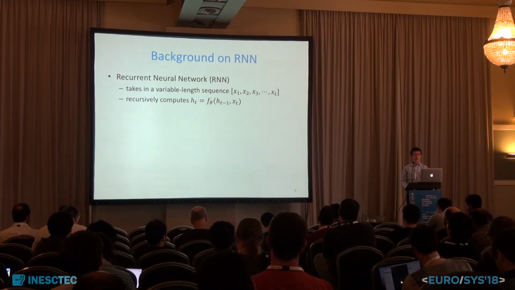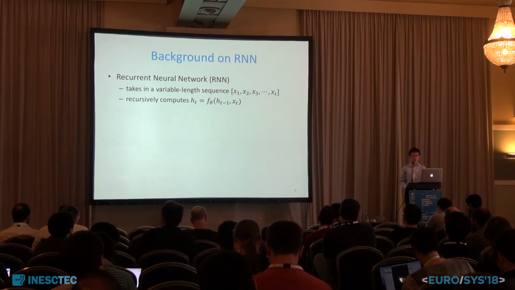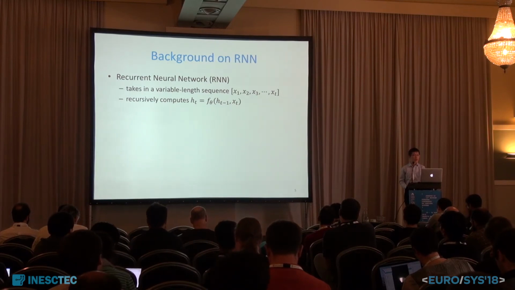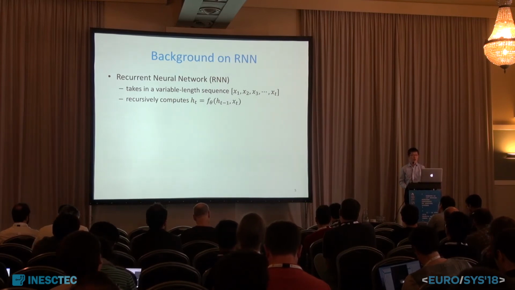Recurrent neural network is one of the most important categories in deep neural networks, which models the mapping between variable length sequences. Recurrent neural networks are widely used in areas like translation, speech recognition, question answering, and so on. A recurrent neural network takes in an input sequence and a function f, and recursively applies that function to the input sentence to compute the output h.